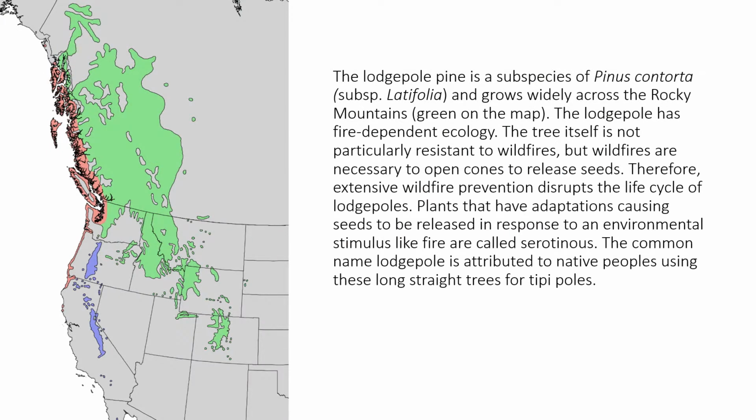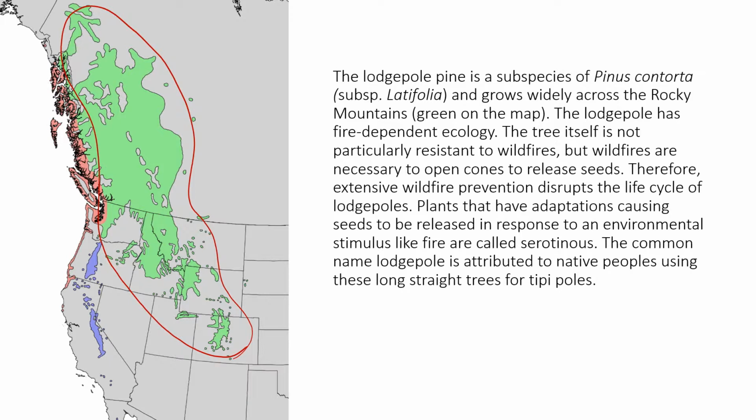The lodgepole pine is a subspecies of Pinus contorta, and the lodgepole has a very straight trunk. It's a very tall, straight trunk, so it's not contorted at all. But the species gets its name from the coastal variety, which tends to grow twisted and gnarly because of the influence of coastal winds. Now, in this picture, we see in green the extent of the region where lodgepoles grow, which is most of the Rocky Mountains.